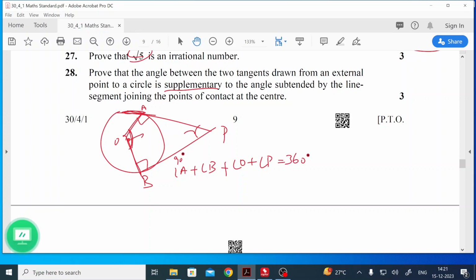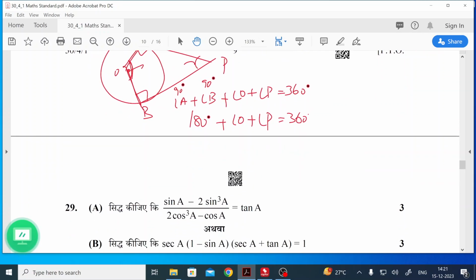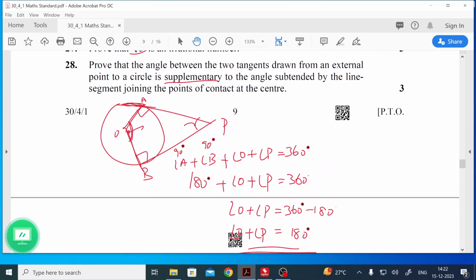Angle A is 90, we know; angle B is 90, we know; 90 plus 90 is 180. So 180 plus angle O plus angle P is equal to 360. Sending 180 to the opposite side, 180 plus angle P, 360 minus 180. What am I getting when I subtract? 180. This is supplementary. That's it. The angle O and angle P, we are getting supplementary. That is what they asked. We got it. It's very simple. Even this is a book back question.